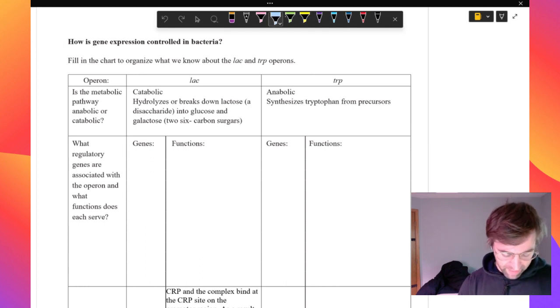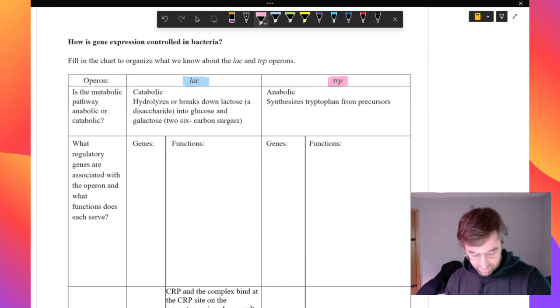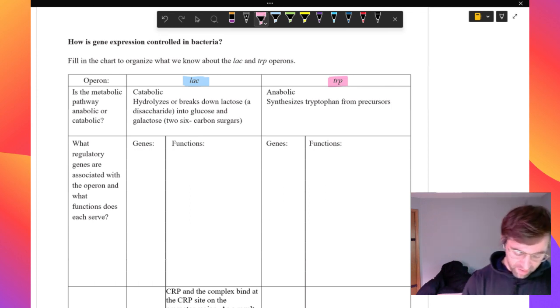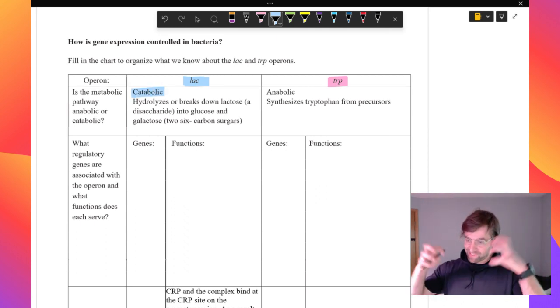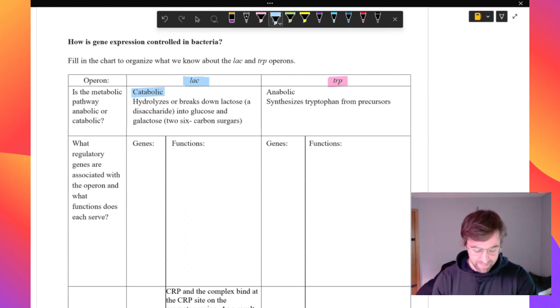So let's do a little highlighting. We've got our lac operon on the left, and our tryptophan operon on the right, and we're simply going to fill in the chart. They've given us some information. The lac operon, the lactose operon, is catabolic. Let me keep my colors consistent here. Catabolic means it's breaking things down, right? Cats are kind of destructive. That's how I remember that.